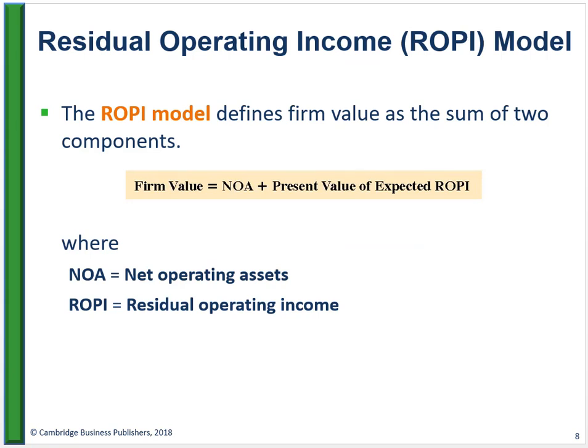Great. Let's start with the ROPI model and the basic equation, where firm value equals the net operating assets, which is comparable to the book value of equity. We're going to look at the balance sheet and take a look at the net assets, so the total assets minus any debt. And we're going to add the present value of expected residual operating income.